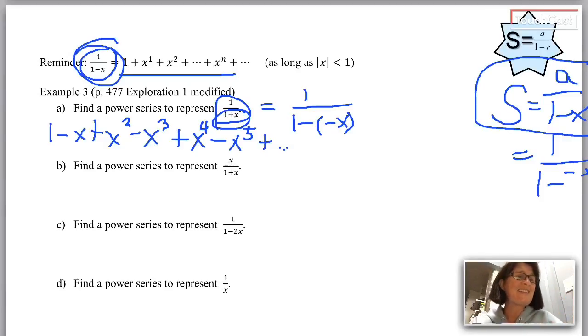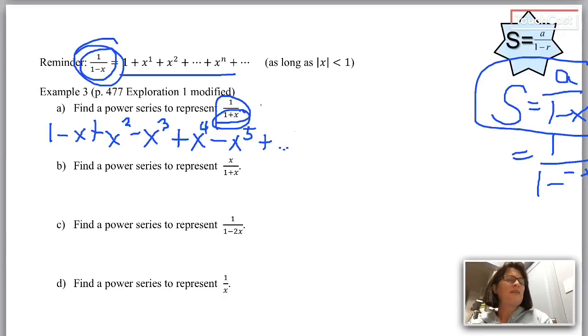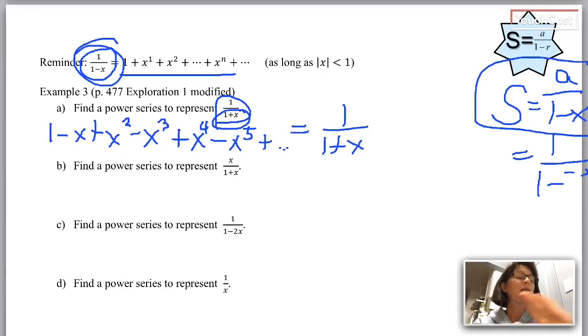Now that I have a series for 1 over 1 plus x, let me write that actually. So that power series I wrote, 1 minus x plus x squared minus x cubed plus x to the fourth minus x to the fifth plus dot, dot, dot, going on forever, is exactly equal to 1 over 1 plus x, as long as I promise that x is between negative 1 and 1. And I'm not going to mess with that for now. I promise, I'm not going to break that rule. Okay, so look at this guy.